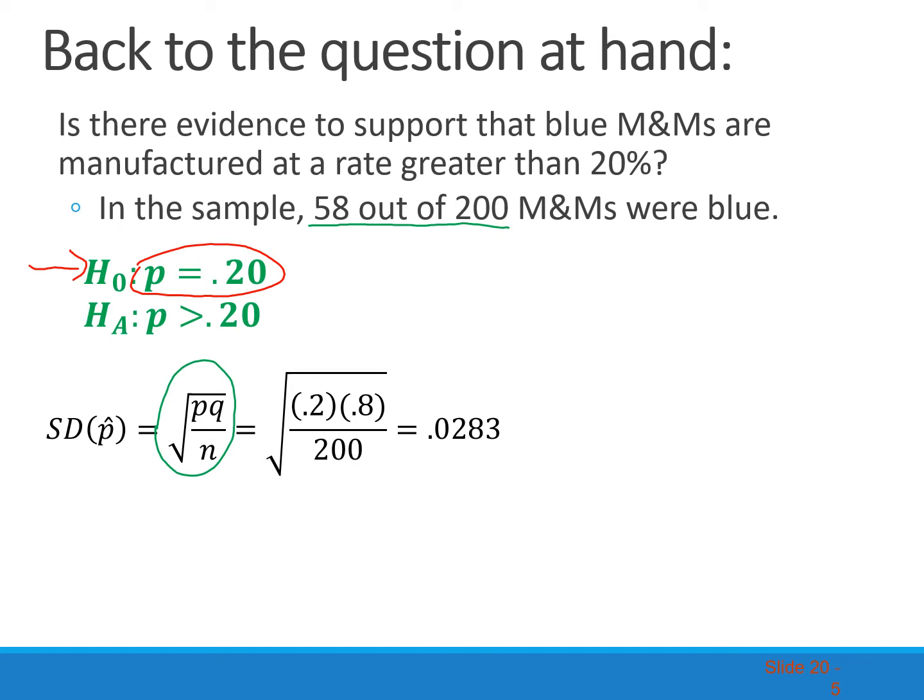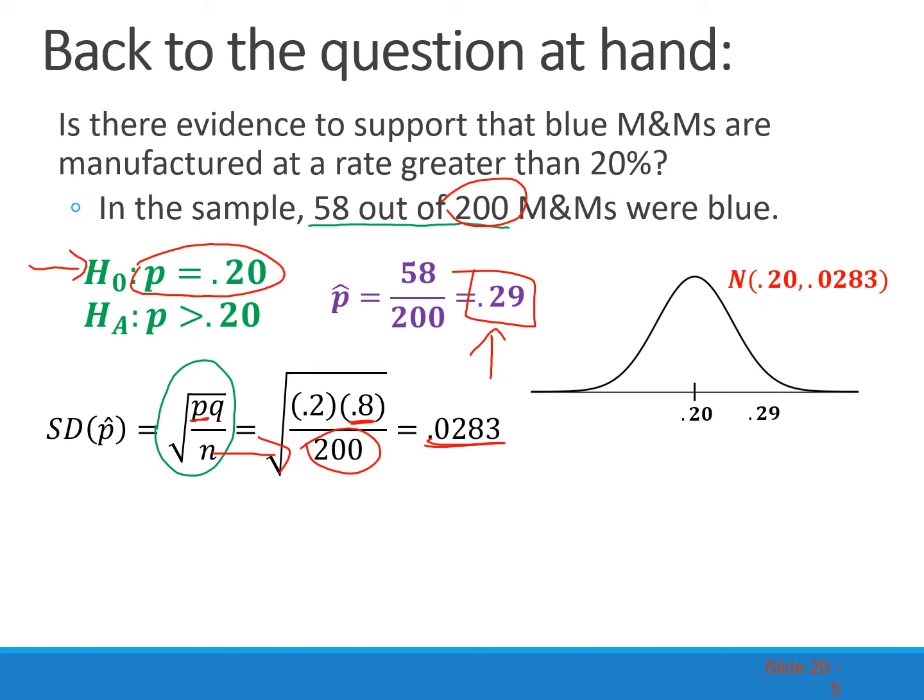The reason we're using this P is because we believe that this is true until we're convinced that it's not true. So we're going to put 0.2 for the P, 0.8, which is 1 minus 0.2, for the Q, and this 200 is the sample size from our sample up here. We get a standard deviation of 0.0283. Now the p-hat from our sample, 58 out of 200, is 0.29. Is this an unusual result?